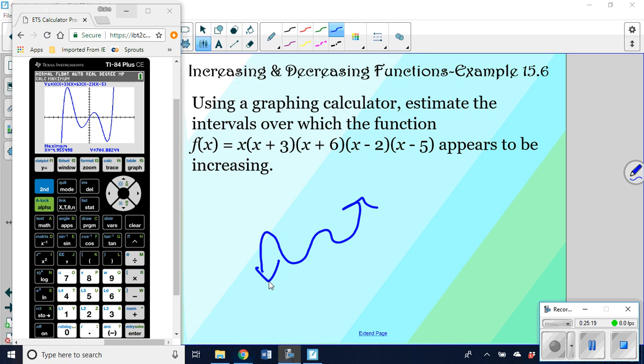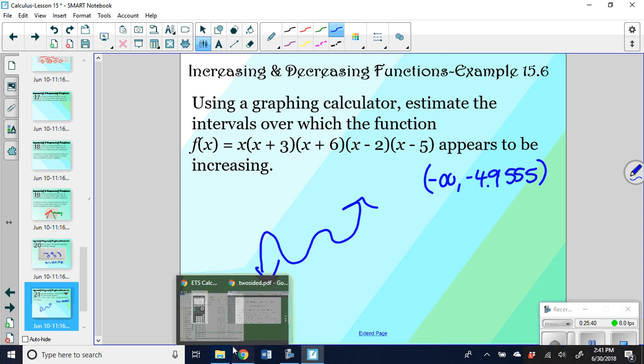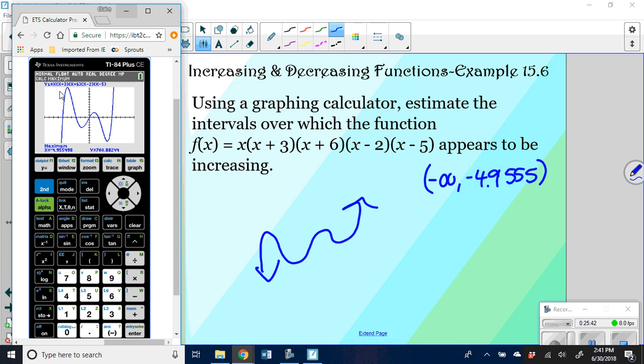Okay, so we're going to come over here and we're going to do from negative infinity to negative 4.9555. And we're going to do parentheses on both because we don't include either number. Because once we get to this number here, it's no longer increasing. It's at 0. Then we're going to have to do calculate again. So we're going to do, let me go back to the graph. We're looking for this low point here.